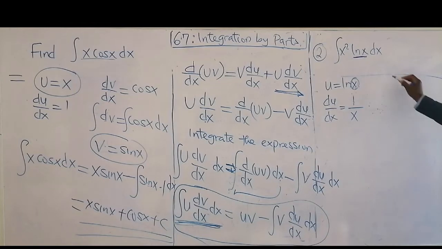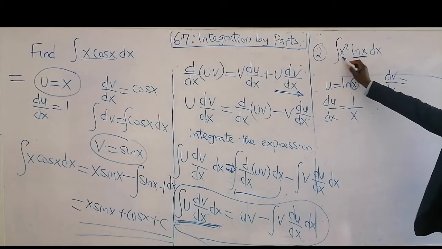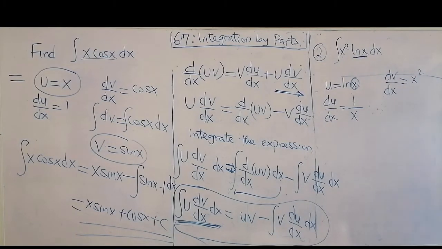Okay, then the dv/dx now. The dv/dx is what? It will be this one, which is x squared. So from here now, I need to get v. I need to extract a v from this place. So v is equal to what? v is equal to the integral of what? x squared dx, which is equal to, if you integrate this, that will be what? Okay, so we've gotten u, we've gotten v now. So let's begin to plug in those values.